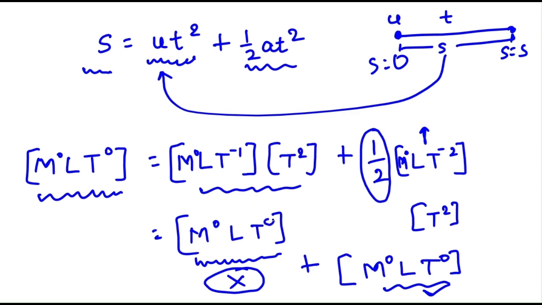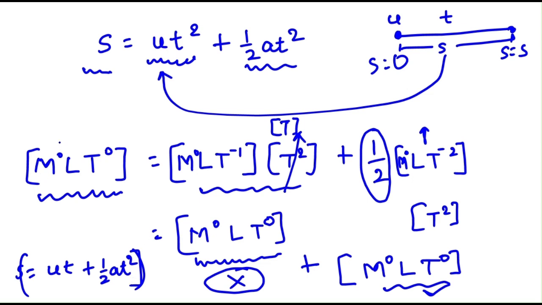Now you can say what should it be? Here it should be 0, and it will be possible only when this is t only. That is, you can say that this formula may be correct only when ut plus half at square is written. So this may be correct. I am saying maybe, you will come to know. But if it is incorrect, then we can say it's definitely incorrect.